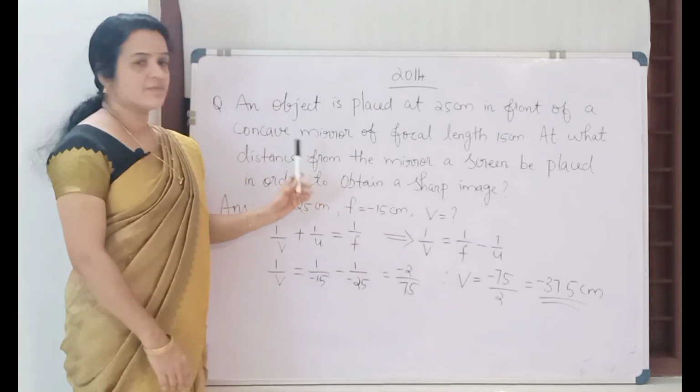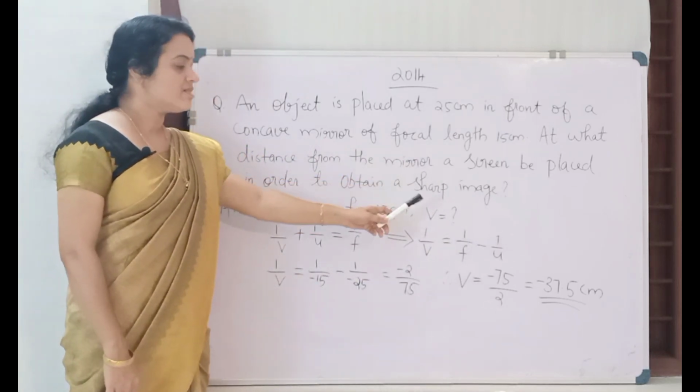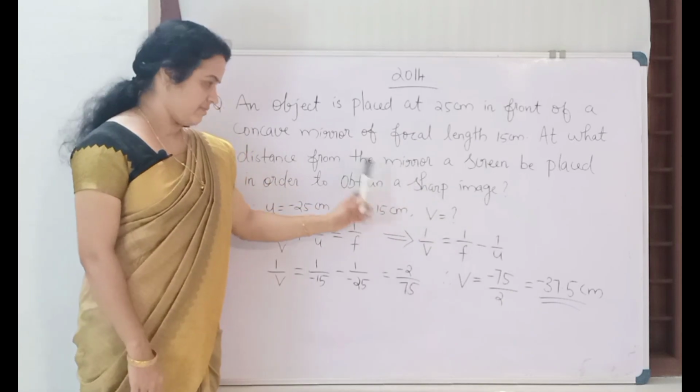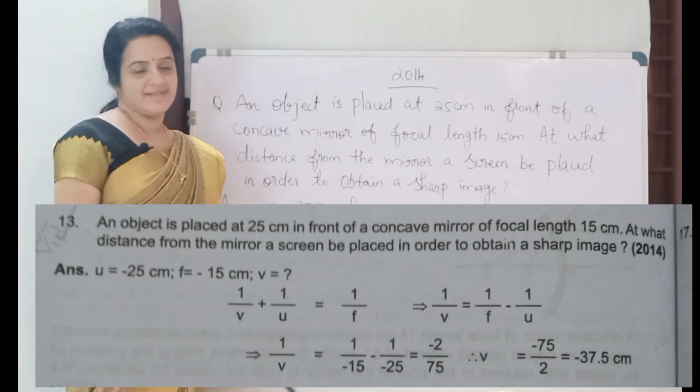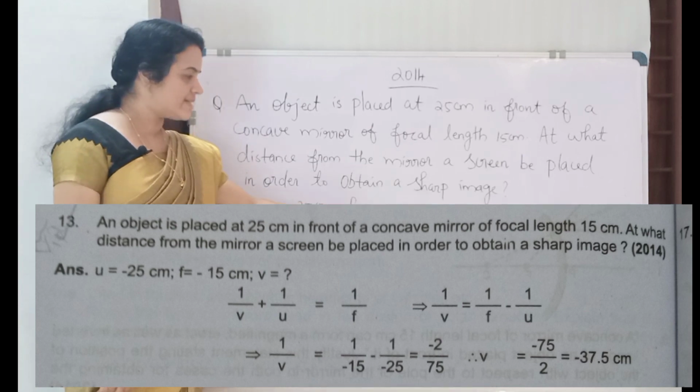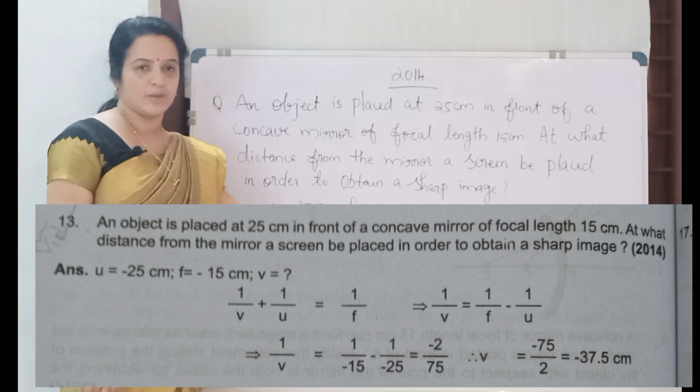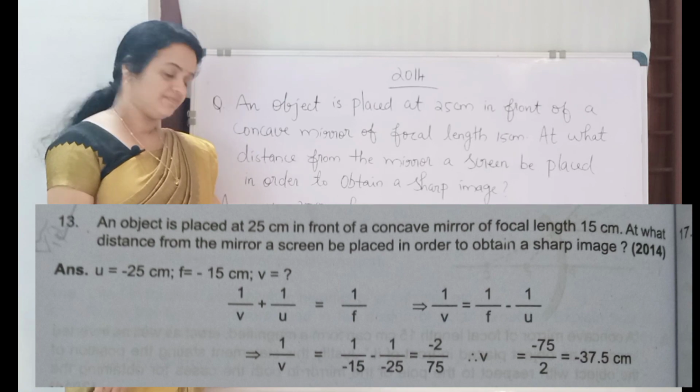That means the distance between the screen and the mirror will be 37.5 cm, that is the image distance. So this is an easy question where we can just substitute the values in this equation. Is it clear?